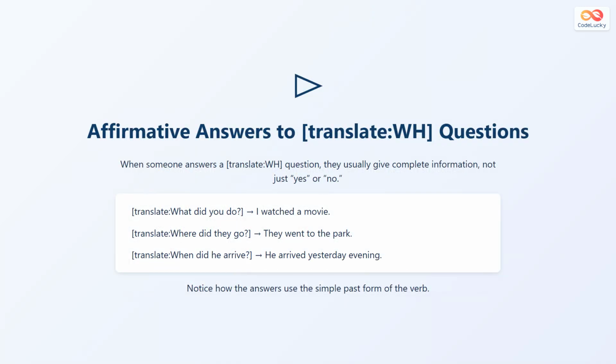When you answer a WH question, you usually give full information instead of just yes or no. For example, what did you do? I watched a movie. Where did they go? They went to the park. When did he arrive? He arrived yesterday evening. Each of these answers uses the past form of the main verb, such as watched, went, or arrived, to match the simple past tense.